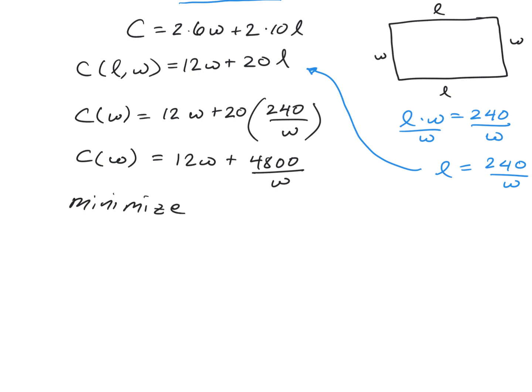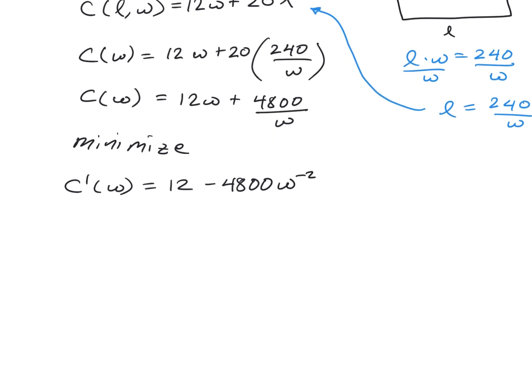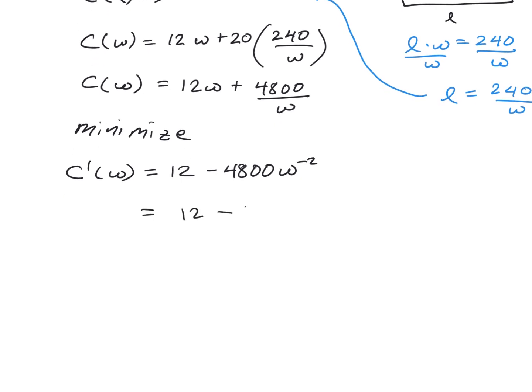Now we want to minimize this cost, and this is where we apply our calculus. We find the minimum by finding our derivative, looking at critical numbers, and then investigating the behavior of the function around those critical numbers. The derivative is 12 minus 4800 times W to the negative 2, which is just 12 minus 4800 over W squared. Remember, our critical numbers come from either a place where the derivative is equal to 0, but in the domain, or where the derivative is undefined.